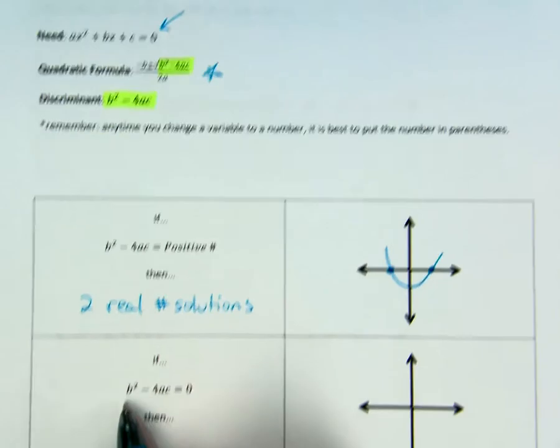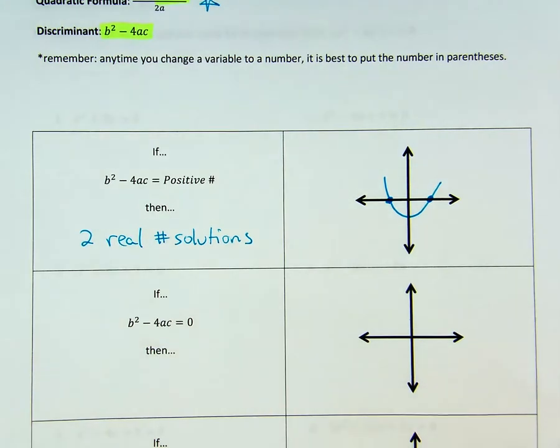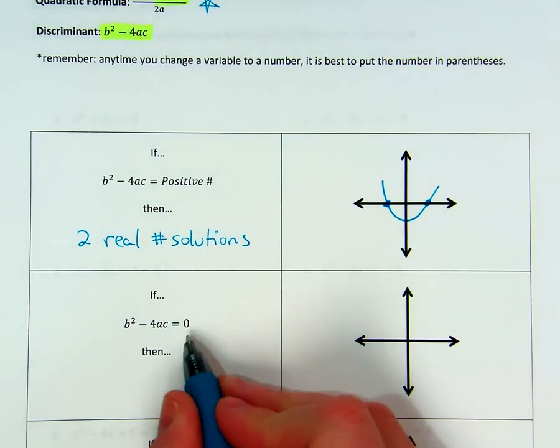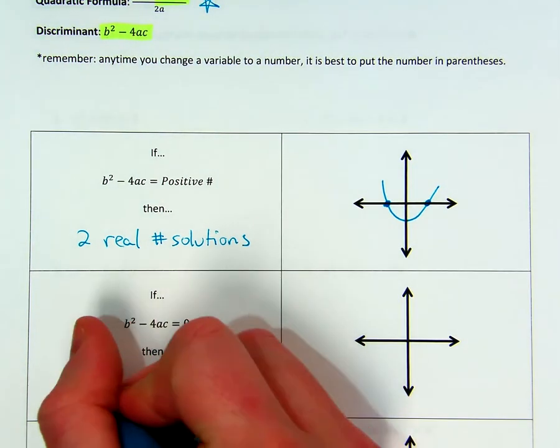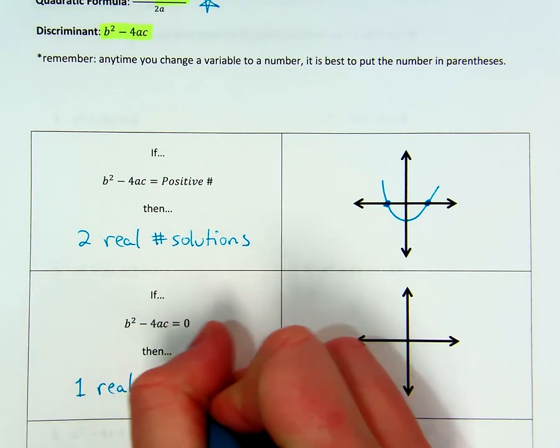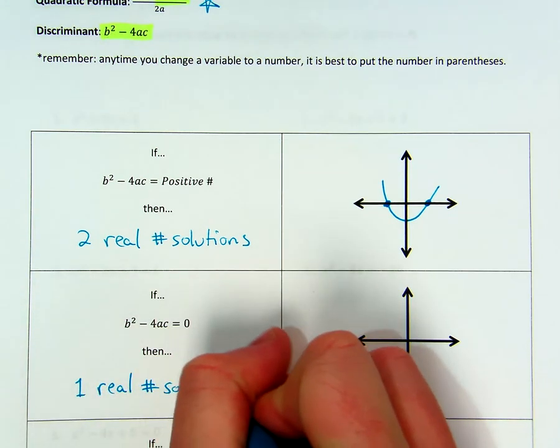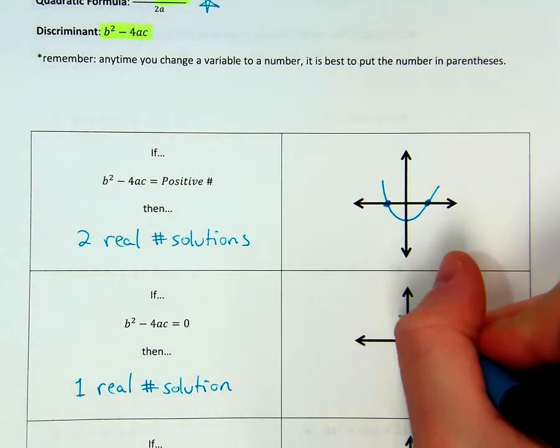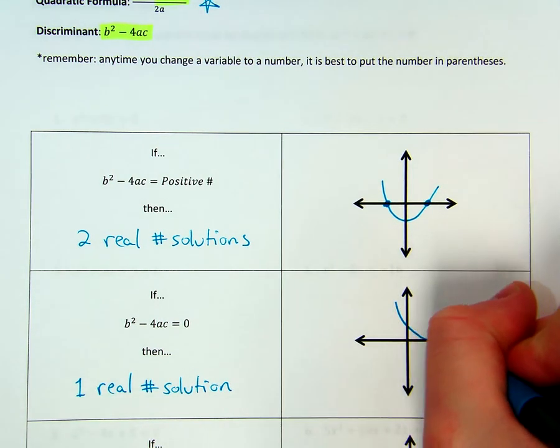If you enter the b squared minus 4ac into your calculator and the answer you get is 0, then the quadratic has one real number solution. That would mean that your quadratic touches the x-axis at exactly 1 point.